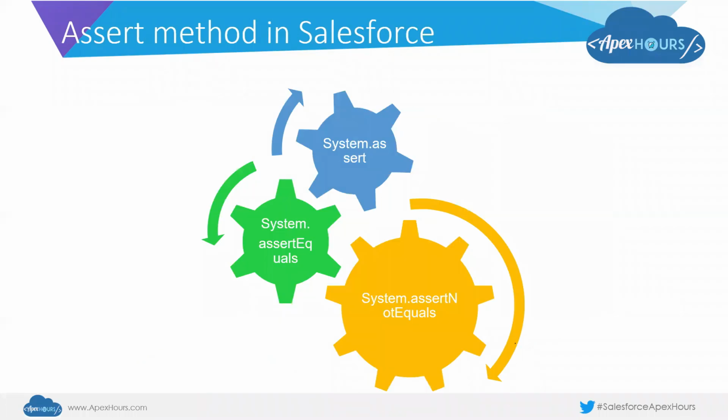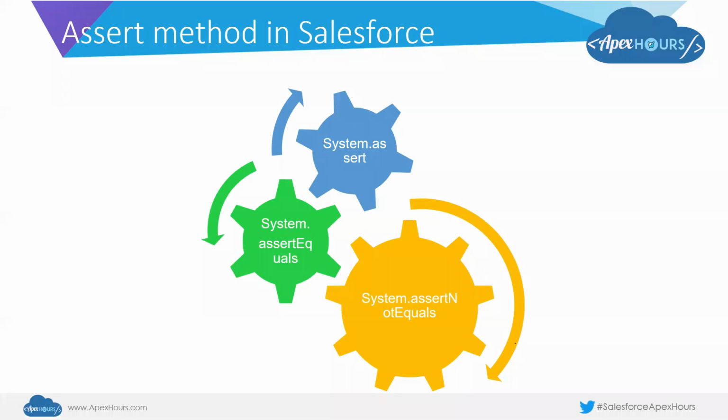And so these are the assert methods that we discussed. System.assert requires one parameter which is either true or false. If it is true, it will not throw any kind of error. If it is false, the parameter that you are passing is going to throw an error and your test method will fail.